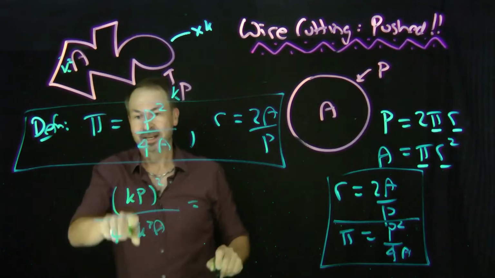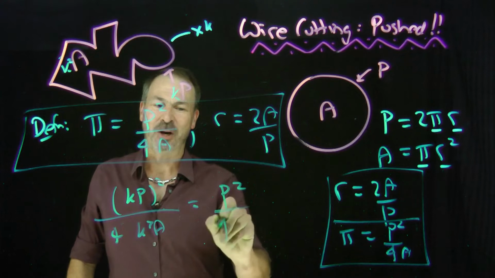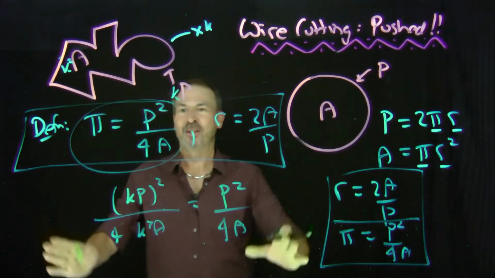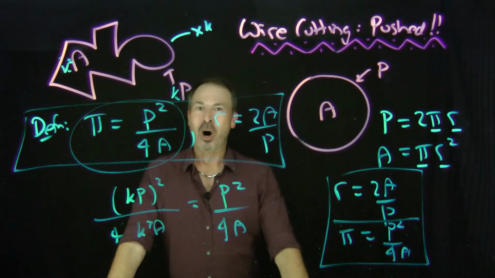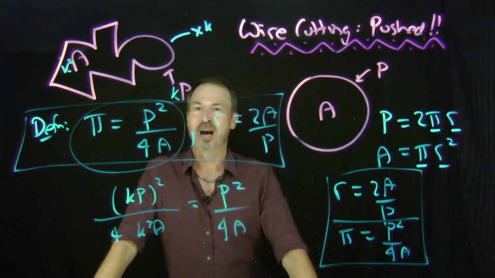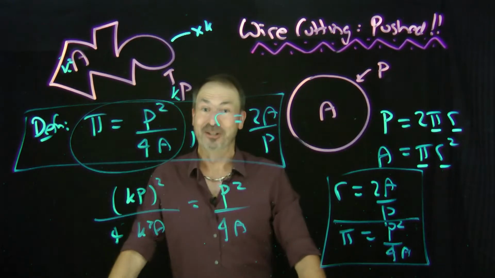If I work that out, k squared p squared over 4 k squared a, I'm back to p squared over 4a. So this value of pi is the same for the whole class of shapes similar to that one. Whoa, this pi is a constant for the class of shapes of that form, scaled versions of that. Great. I have no idea what r means for that shape, but I've got a natural constant associated with all shapes now.